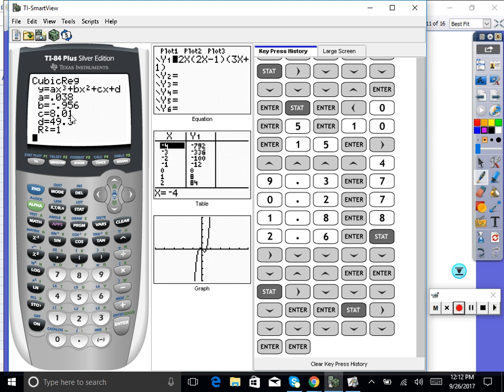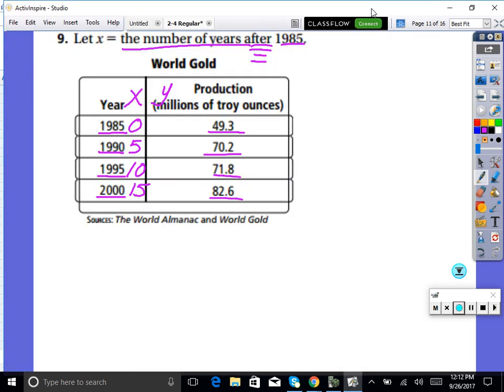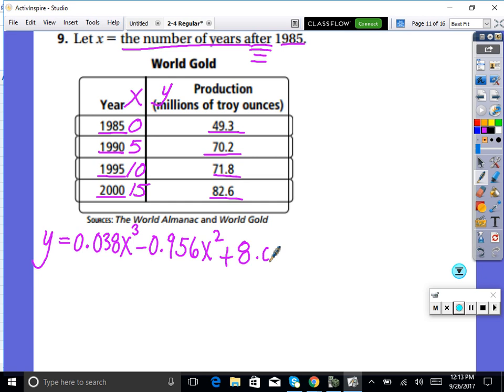Now look, there's decimals, but think about it. In the real world, math isn't going to come out nice and gorgeous, right? So that's okay. Just write out all the decimals. You will want to write out all of the decimals so that you can make sure to get it right. So y is equal to 0.038 x cubed, and then minus 0.956 x squared, plus 8.01x, and then plus 49.3. Now this is the equation that matched this data that this company gave you. So now can't we use that to now answer their question?